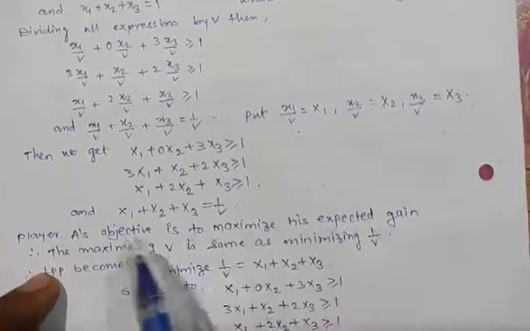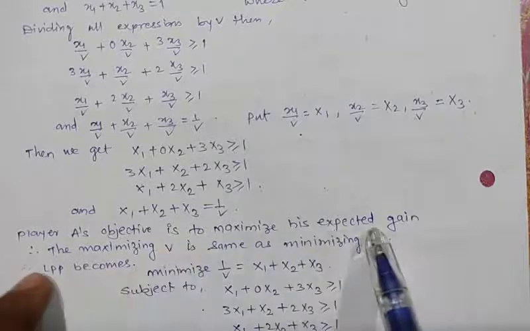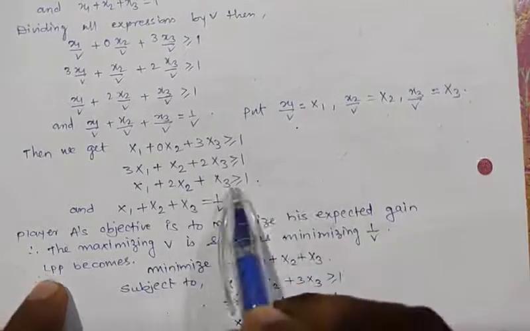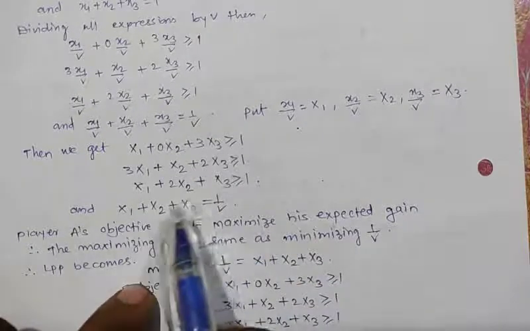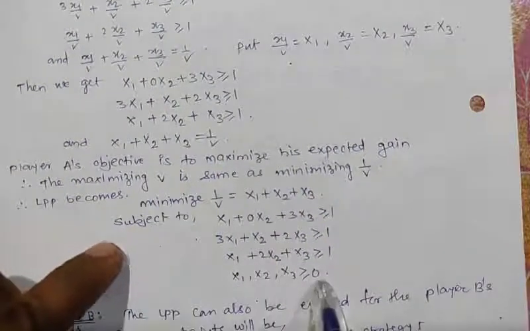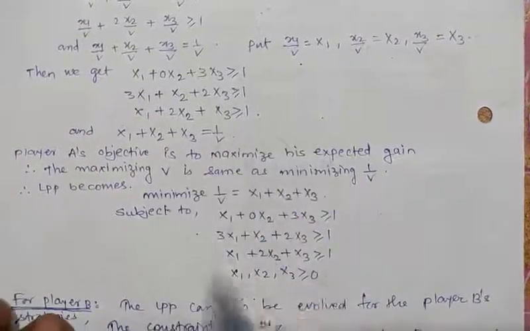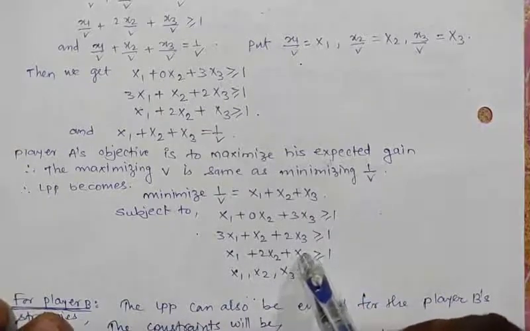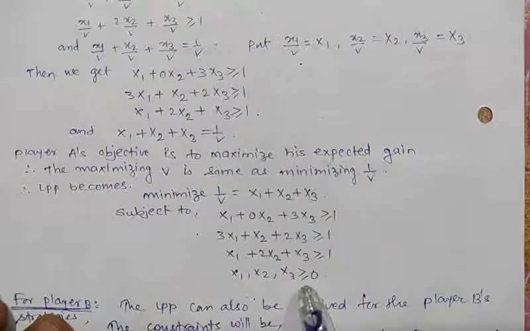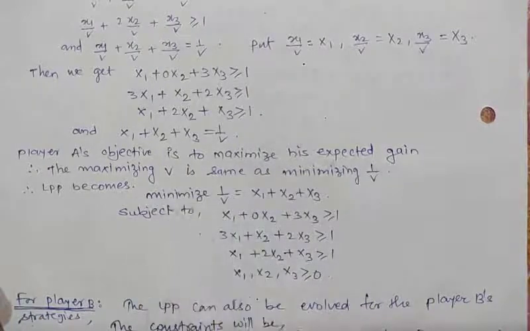Now, player A's objective is to maximize his expected gain. Therefore maximizing V is the same as minimizing 1 upon V. So minimize 1 upon V, equal to X1 plus X2 plus X3, subject to these constraints, where X1, X2, X3 must be greater than or equal to 0. So these are the constraints for player A. And we solve this game by using the simplex method or big M method to calculate the values of X1, X2 and X3 and find the optimal value of the game.